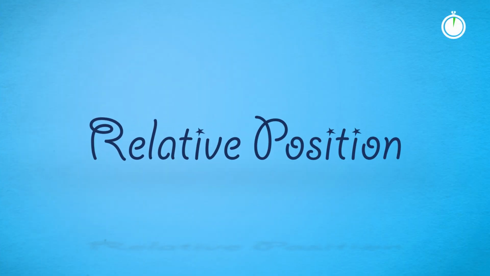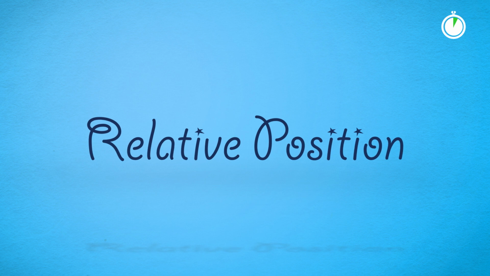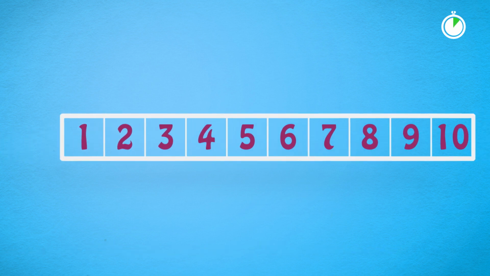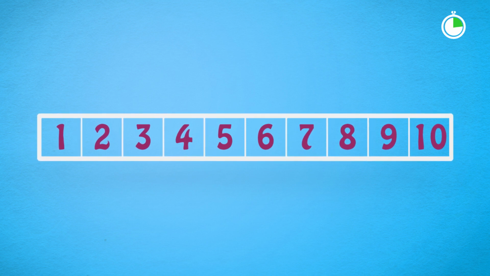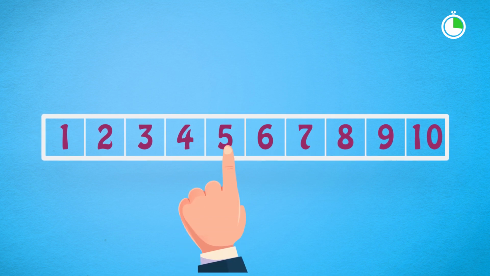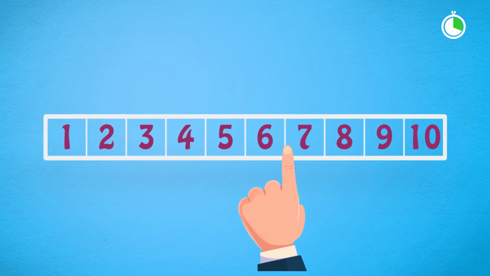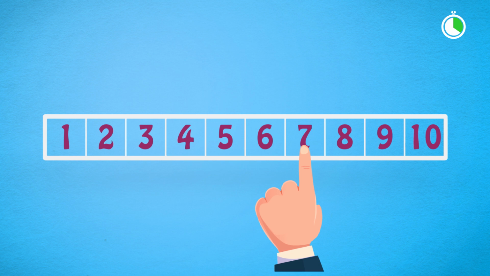What visual model can I use to introduce the idea of relative position? A number track is ideal, as it allows children to count spaces. For example, what is the position of 7 relative to 5? I see 5 and count 2 more, so I know 7 is 2 more than 5.